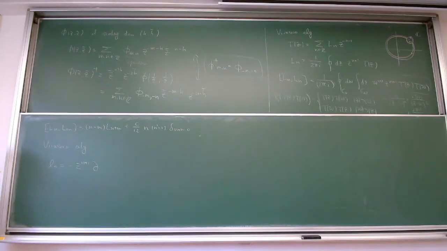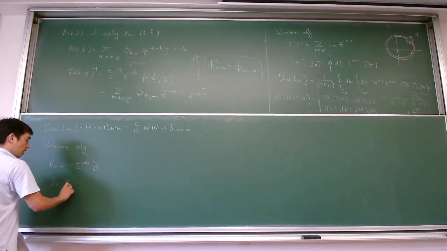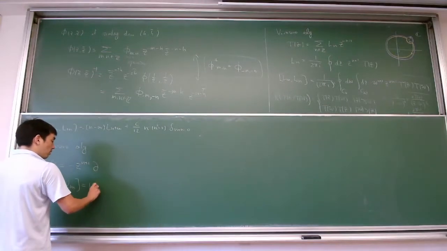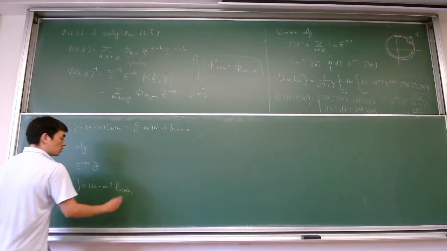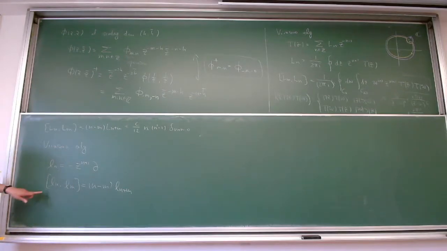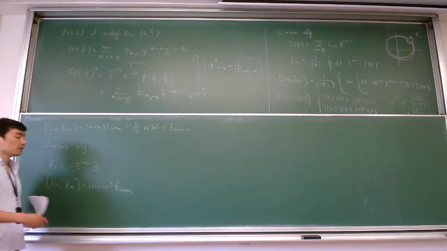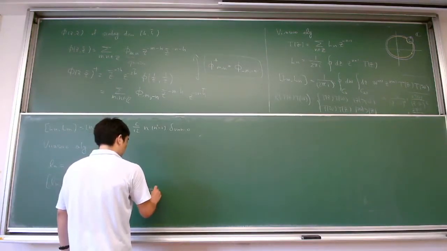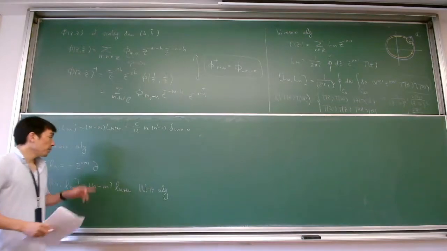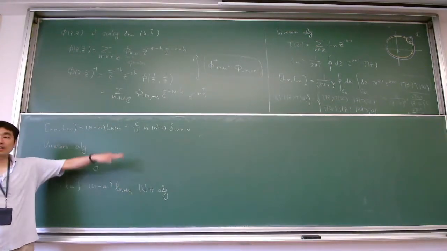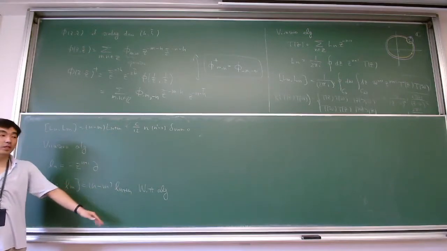So to define the Witt algebra, we introduce Ln as the infinitesimal generator of conformal transformations, and then Ln and Lm satisfy the following relation. Okay. So it's easy to check this relation is satisfied. And the Virasoro algebra, this is the Witt algebra. The Virasoro algebra can be understood as a central extension of the Witt algebra. It's called a central extension.